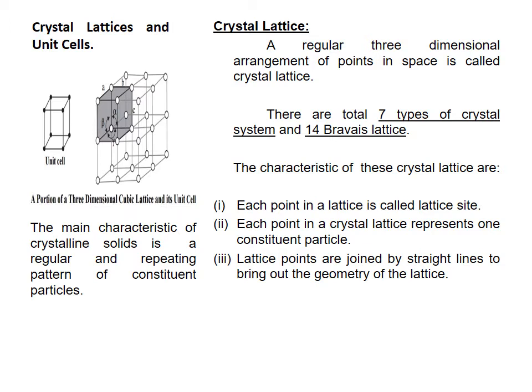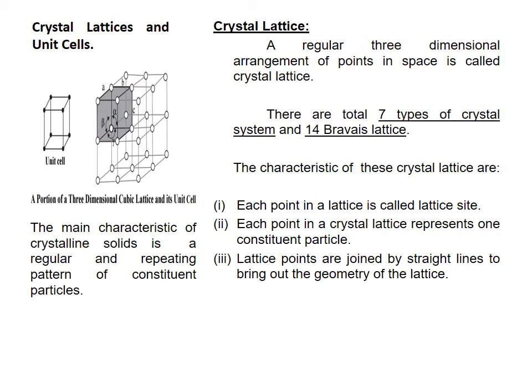This type of 3-dimensional arrangement of particles in a regular pattern is known as Bravais lattice structures. There are a total of 7 types of crystal systems having 14 different Bravais lattice structures in all. We will discuss it in the last topic of this lecture. At present, as on the screen, we will discuss the characteristics of the crystal lattice.